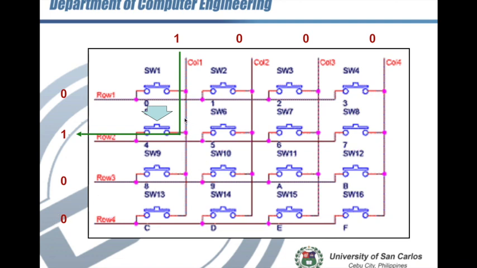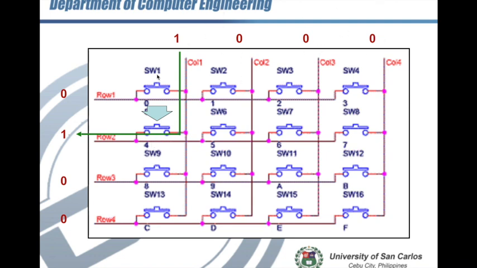So the column and the row data now serve as the address of the key that's being pressed. This key is switch number 5, being at column 1, row 2. So this is its corresponding address.